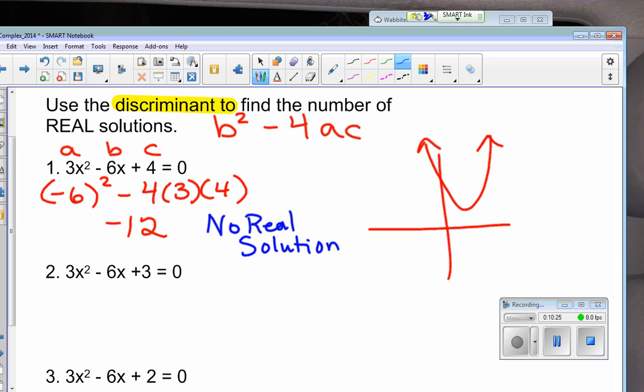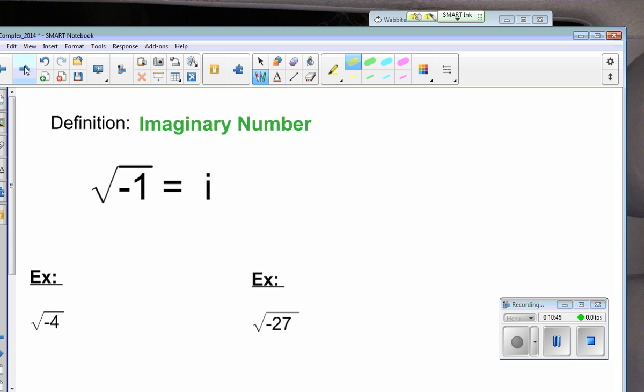Did you have a question, Tim? Is there like a formula? This right here, remember, that's a discriminant. We learned this a couple weeks ago. B squared minus 4ac. And if the number you get is negative, which it was here, we said that that was no real solution. But I'm going to show you what the solutions are. They're imaginary. They're complex.